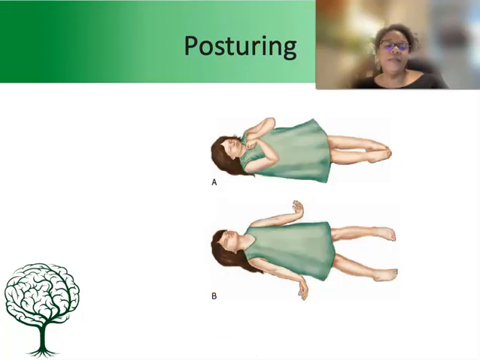Decorticate posturing is a flexion. As you see, the child is flexed. Their arms are in, their legs and their feet are pointed. This is seen when there's damage to the cerebrum or cerebral cortex, and there's damage above that brainstem that we talked about before. So if you have damage above the brainstem, that tells us that you are able to breathe on your own.